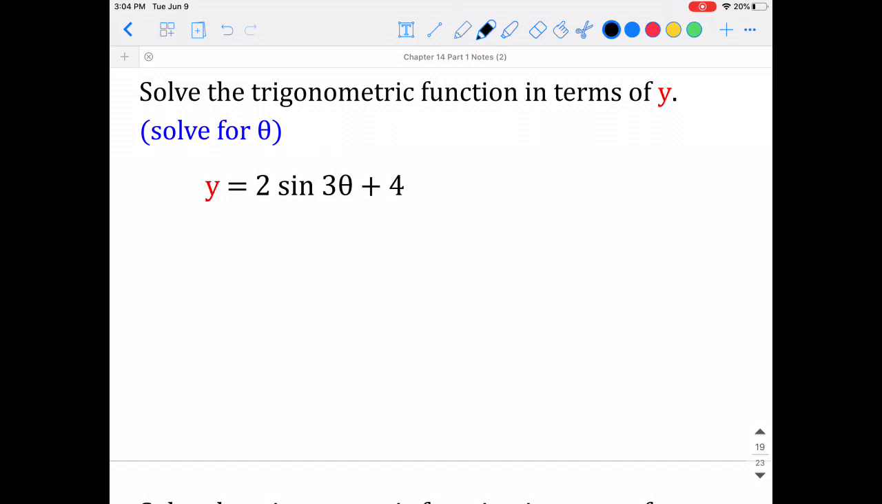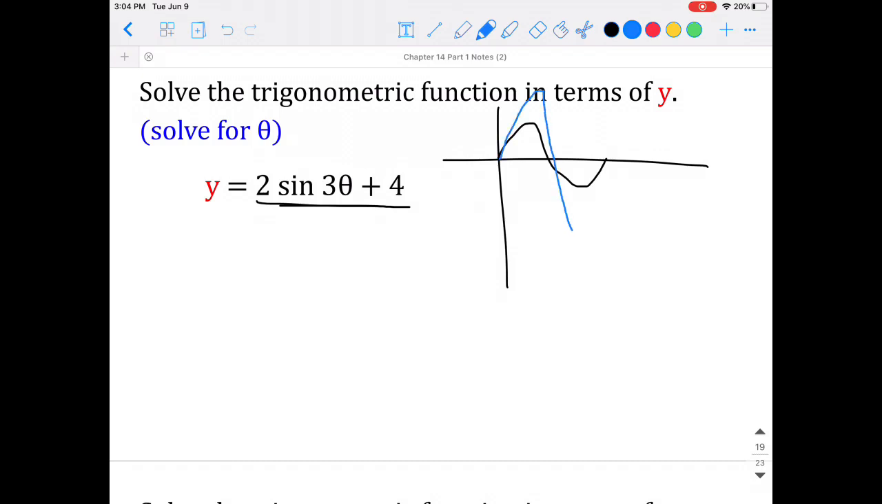So if we think about the graph of sine, we start at 0 and it'll look something like this. Not to scale, it's not exact. And then from this equation, we know that our amplitude is 2, which means that every point is getting multiplied by 2. So it would look something like this. And then we have a vertical shift up 4 units. We're moving up 4 units.